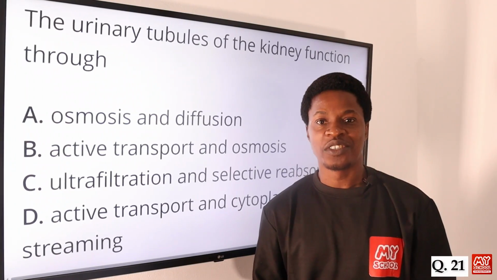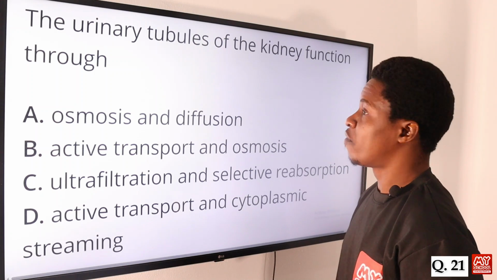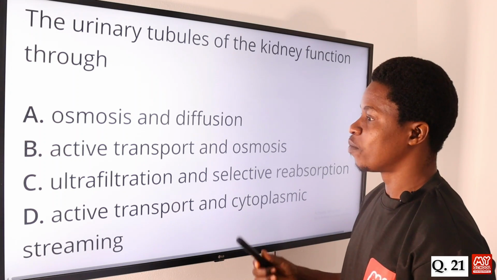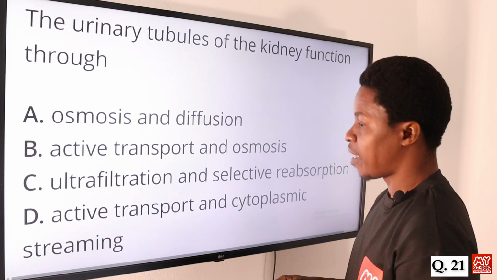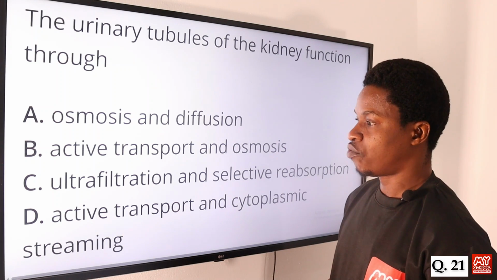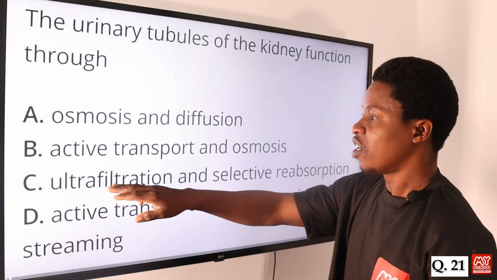Now let's move on to question 21. The urinary tubules of the kidney function through what? Osmosis and diffusion, active transport and osmosis, ultrafiltration and selective reabsorption, or active transport and cytoplasmic streaming. The urinary tubules of the kidney function, usually, through what?